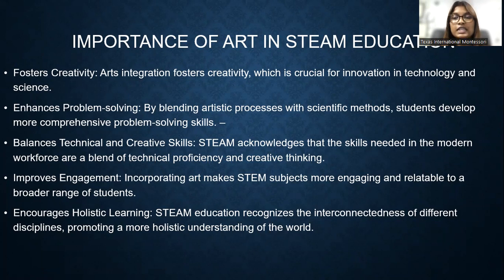Right, so we need this. We can't just work with technical subjects. We can't think children will be only technological and automated. So together with technology and automation, we need creativity also. So that's what makes a child a divergent thinker. Okay, and the next one: improves engagement.